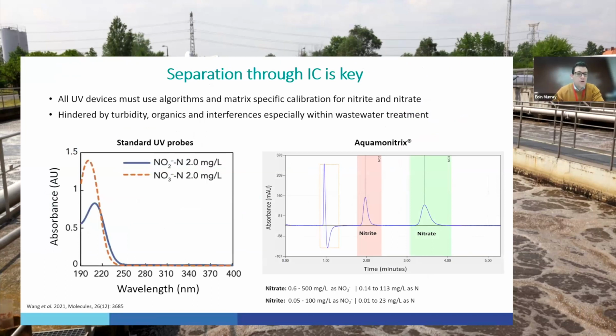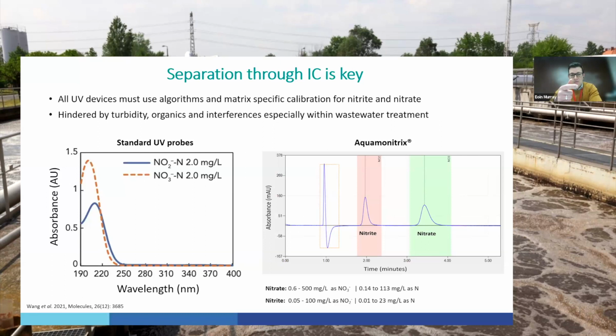Why is it different, or why bother? Why are we doing it this way? The key value from the system is the separation through the ion chromatography combined with the selectivity of the UV LED detection system. When you look at other available technologies, UV probe technologies, which have been around for a long, long time, all UV devices use algorithms or matrix-specific calibrations for nitrite and nitrate. But there are challenges associated with that. Turbidity is a big issue. The presence of organics, bromide, and other UV-absorbing species can cause interfering effects, especially within the wastewater treatment application.